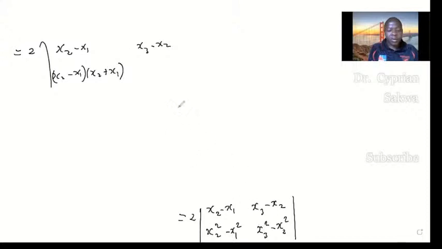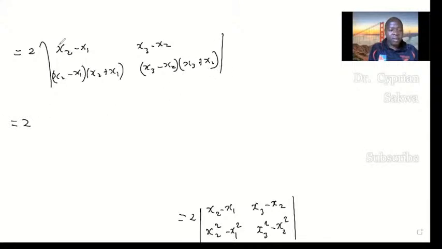And this one can also be factored. It is x3 minus x2 multiplied by x3 plus x2. Those are the difference of squares. So it's at this point that I wanted to factorize.